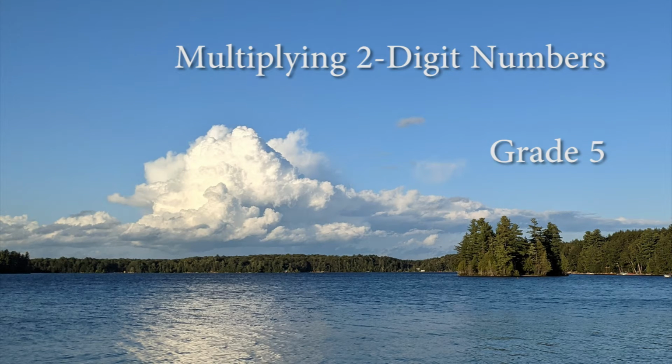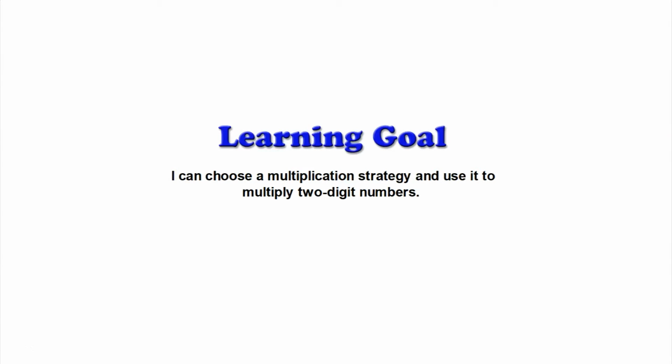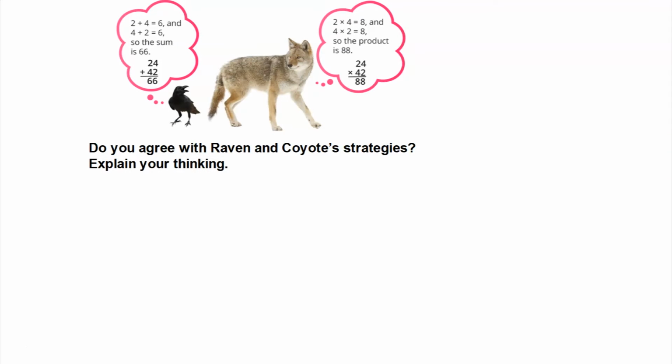Multiplying two-digit numbers. Your learning goal is: I can choose a multiplication strategy and use it to multiply two-digit numbers. Let's take a look at an example here. They've given us a couple of different approaches to doing some math, and the crow is trying to figure out 24 plus 42, and so they do the math to say that 2 plus 4 must be 6, because they're adding up the tens, and then 4 plus 2 is equal to 6, so the sum is 66.